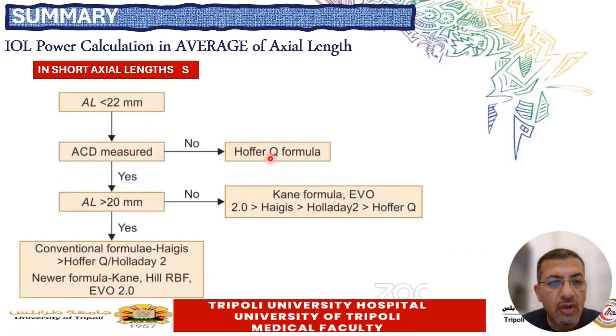Now, for short eyes, the short eye means less than 22 millimeter. If you don't know the AC depth, better to go for Hoffer Q formula. Otherwise, if you measure the AC depth, and you have an axial length more than 20, you go for the Hoffer Q, Holladay 2, or the new generation, that's the Hill-RBF formula and the Evo 2. If it is less than 20 millimeter, you go for Kane formula, Evo, and Higgins formula. This is as far as the short axial length eyes.